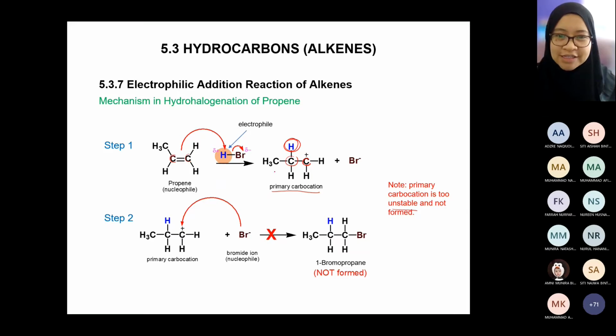Okay, so kita expect, okay, dia jadi macam ni, jadi primary carbocation, and this nucleophile will attack the carbocation, right? And add itself to the carbon and become this one. But this is not happening. It will not happen this way. Tidak akan berlaku. Itu hanya expectation kita. Tapi in reality, it will not happen because of the stability of the carbocation. So carbocation stability is something that we have to consider. Okay, that's the reason why.